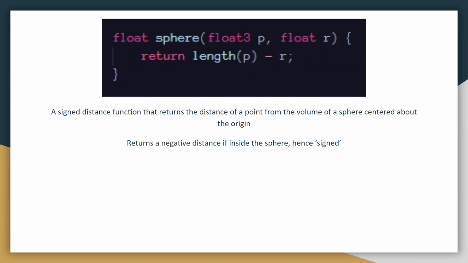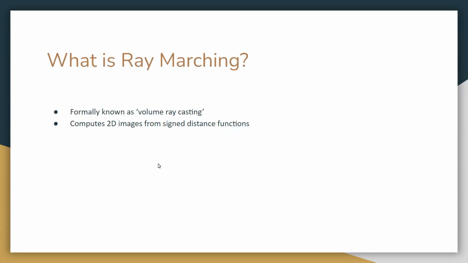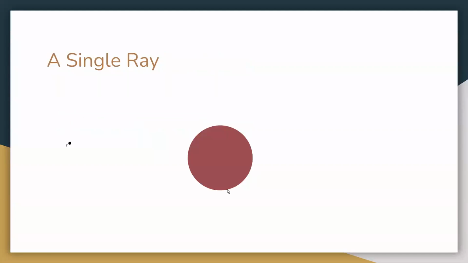But you may be asking yourself, where do the points for the signed distance function come from? And that's where ray marching comes in. Ray marching is formally known as volume ray casting, and it computes 2D images from those signed distance functions. Let's start by looking at a single ray. This is the first point. The first step in the ray marching algorithm is to compare that point with the SDF, or the signed distance function. In this case, it's not inside.